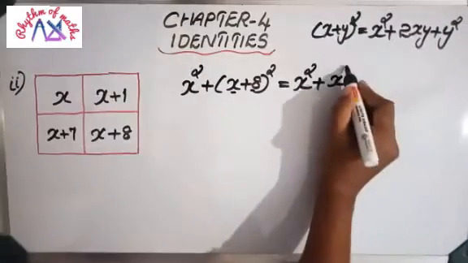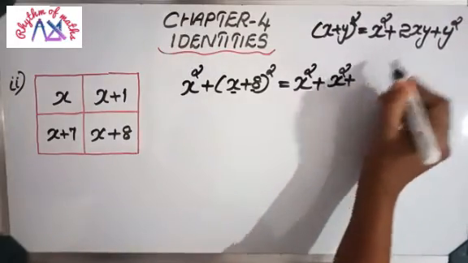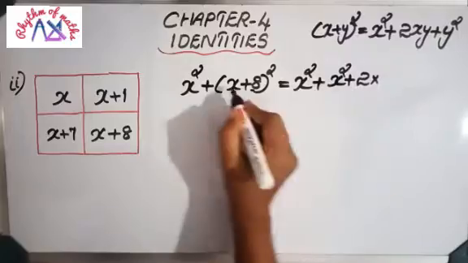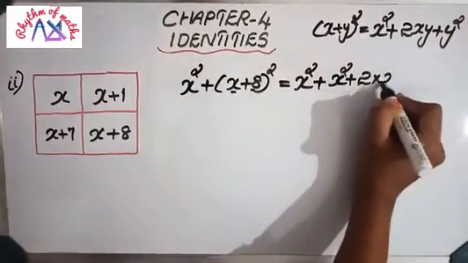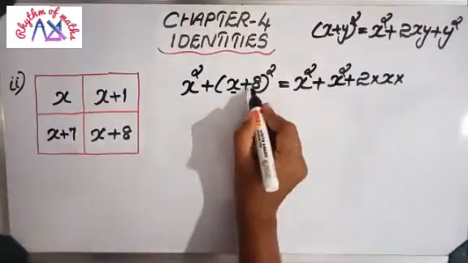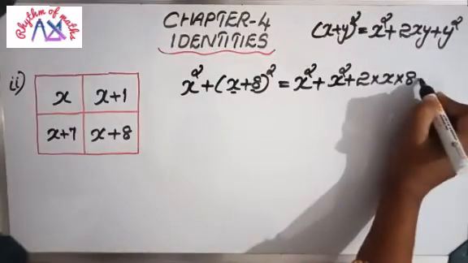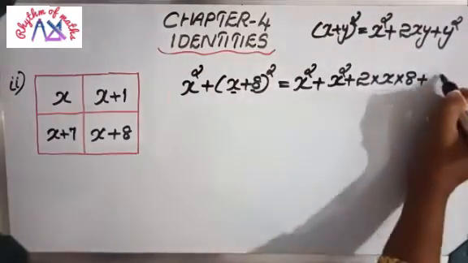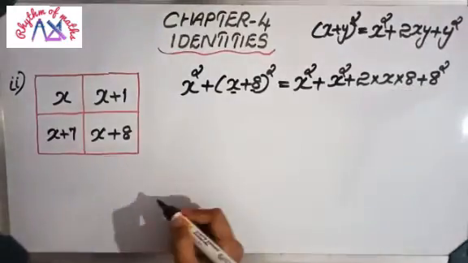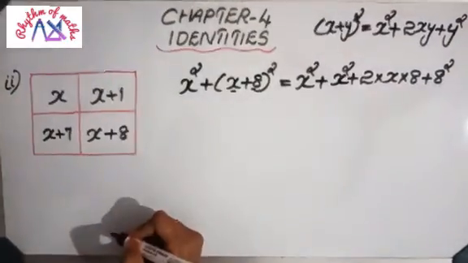So x square plus 2 into, in the place of x, x itself. So x into y. Y means here it is 8. So 2 into x into 8 plus 8 square. This is the format, first identity that we are going to use here.